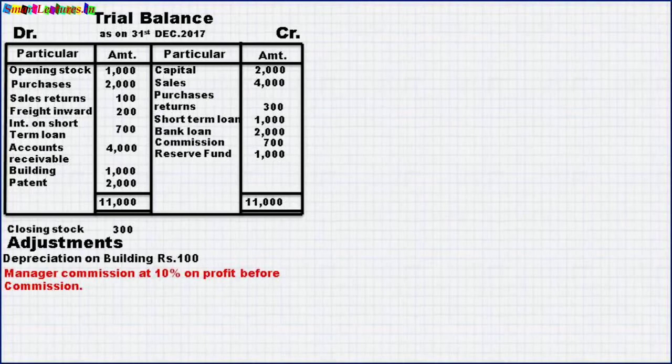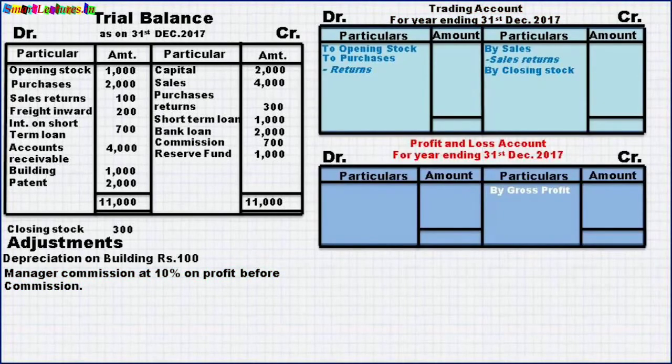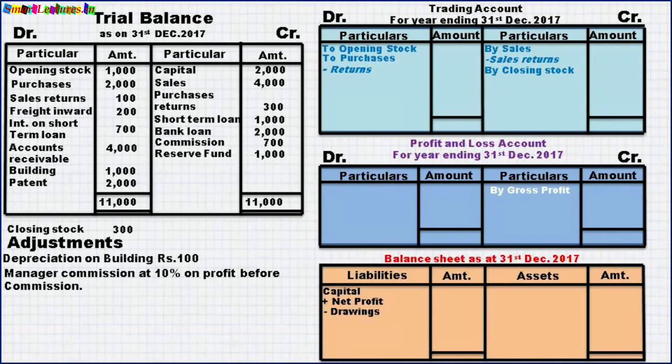So let's prepare the format of trading account, profit and loss account and balance sheet as usual. So first of all, we'll take up adjustments. Closing stock 300, on the credit side of trading account and on the debit side of balance sheet, means asset side. Then depreciation on building 100 rupees.